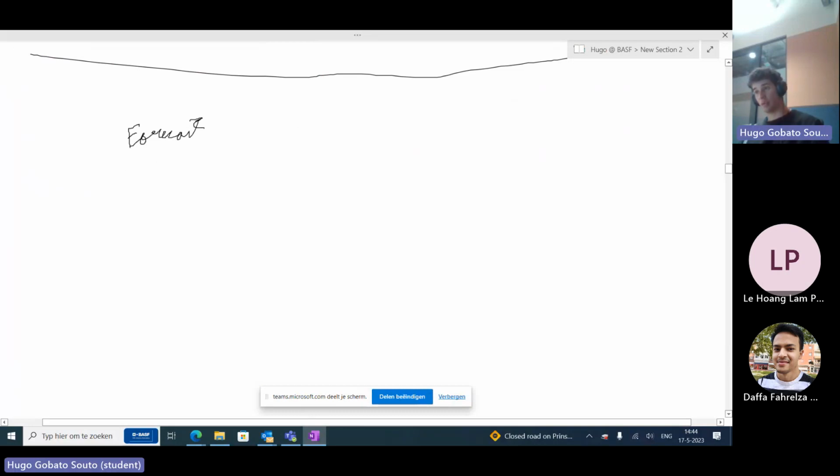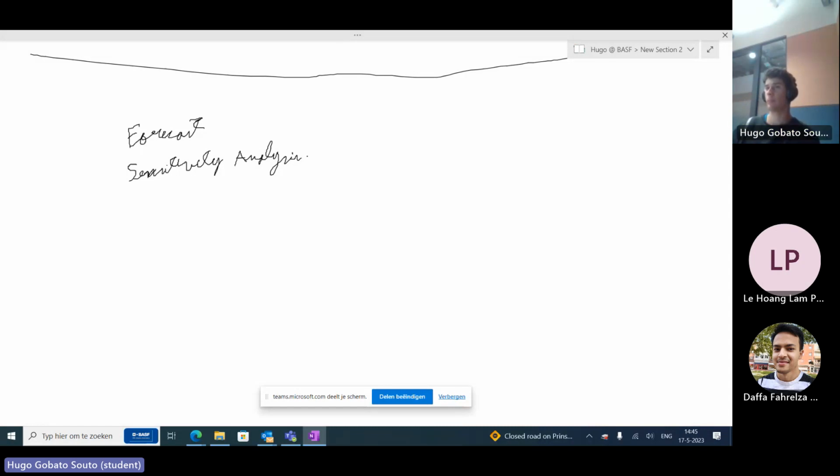But also you can use neural networks for sensitivity analysis. Okay, Dafa, he knows what sensitivity analysis is, if I'm not mistaken, because we did this together. But Lung, do you know what sensitivity analysis is? I don't have any idea about it.